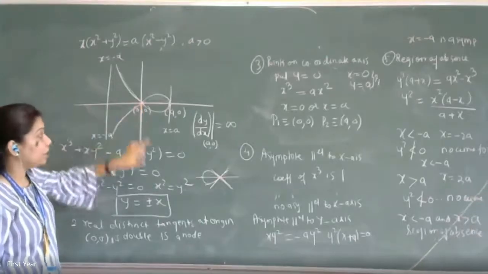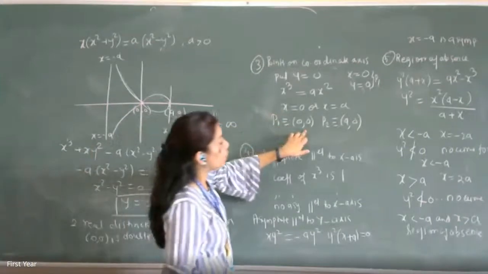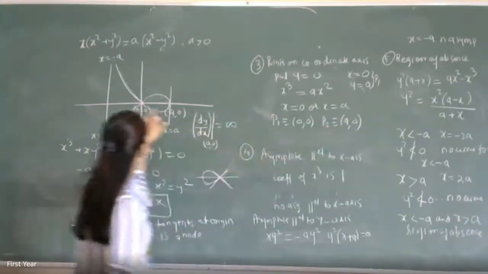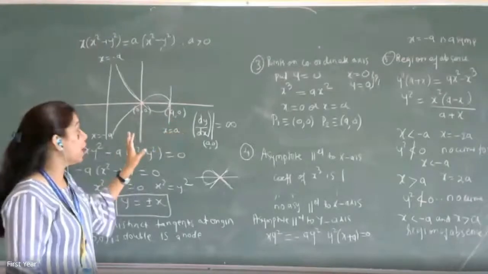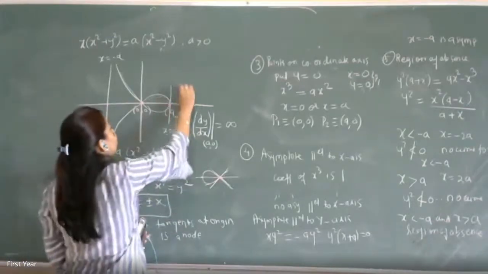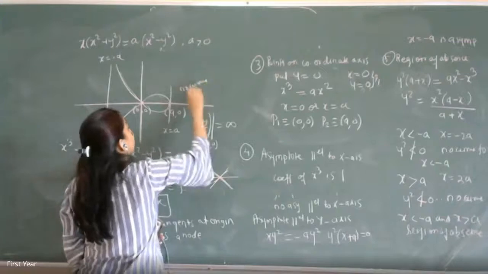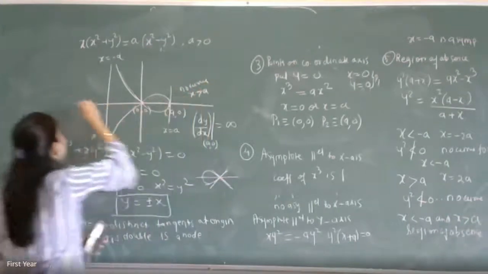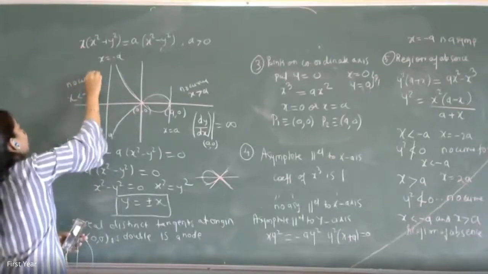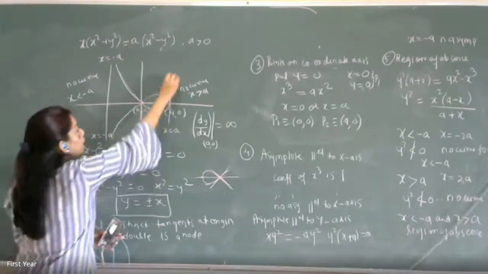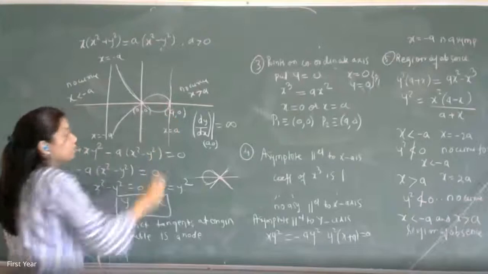Ma'am, the graph. Yes. You got origin as 1 point. Second point is a,0. So 0,0, a,0. And 2 points. Now the curve does not exist. No curve for x greater than a and no curve for x less than minus a. तो जो भी कुछ हो रहा है minus a और a के बीच में हो रहा है. So you get the boundaries.